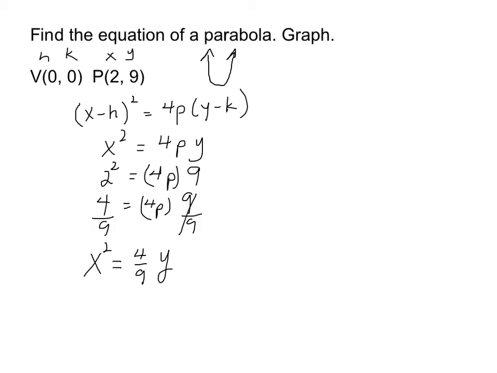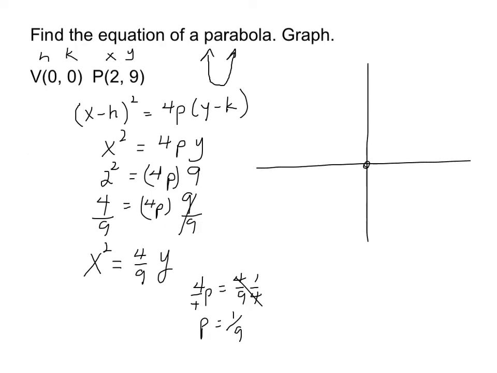Now, I didn't divide by 4 and solve for p yet because I don't really need to do that yet unless I'm going to graph it. Okay, so I am going to graph it. So if 4p is equal to 4/9 and I divide by 4, that's going to be 1/9. Now, wouldn't it be lovely if they were these beautiful little numbers? But they're not. So I'm going to put in the vertex at 0, 0.